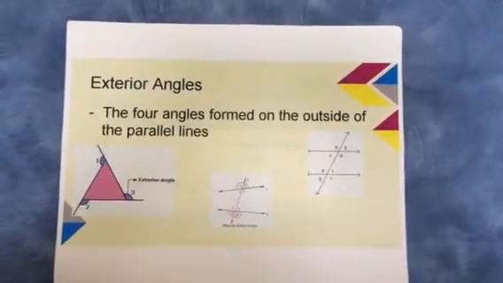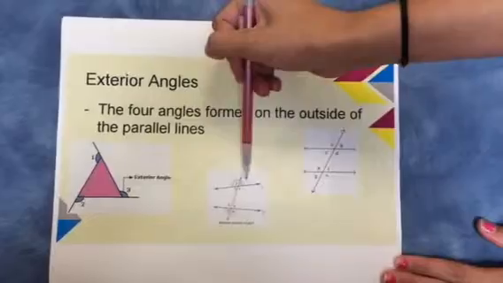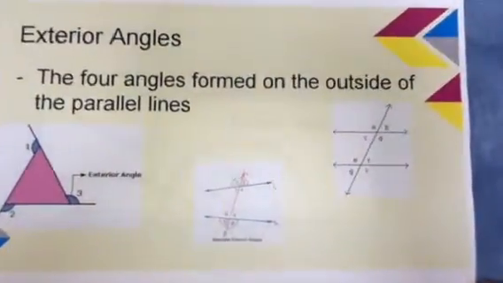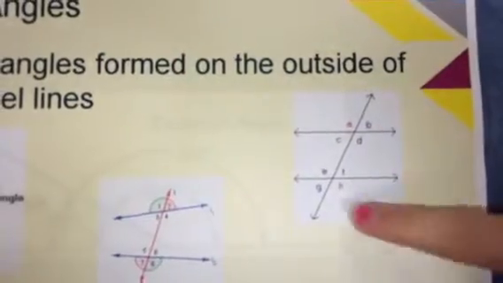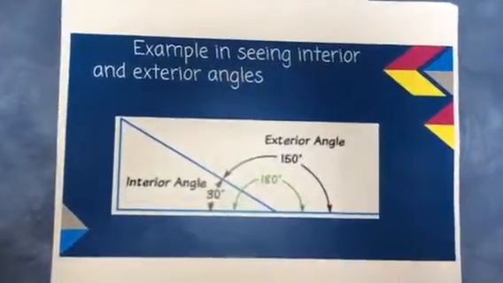Exterior angles, the four angles formed on the outside of the parallel lines. The green and red are exterior angles, and the red and blue are the exterior angles. It can also be on a triangle. Examples in seeing interior and exterior angles.